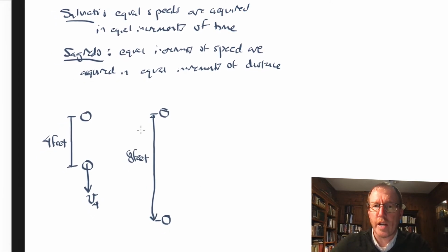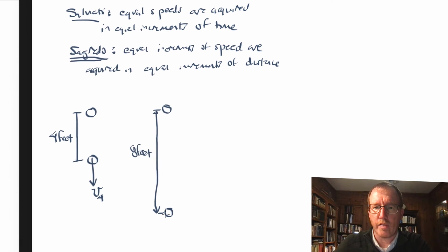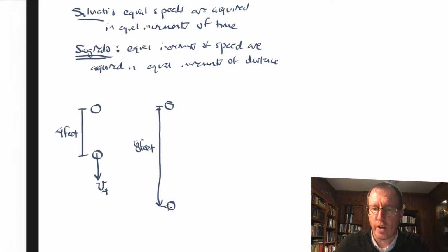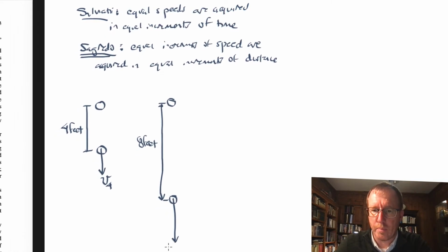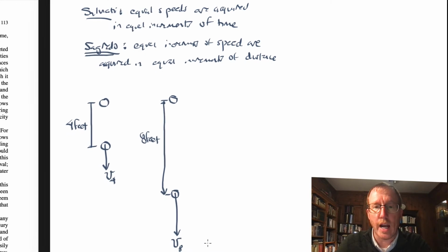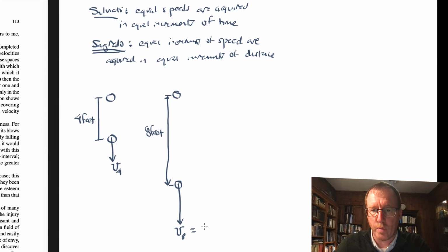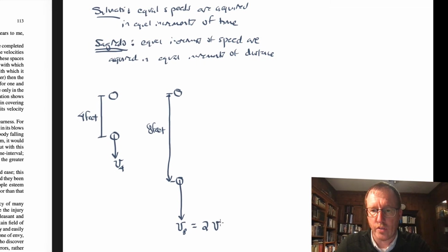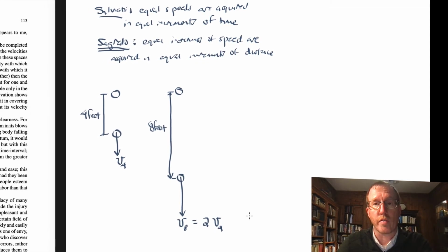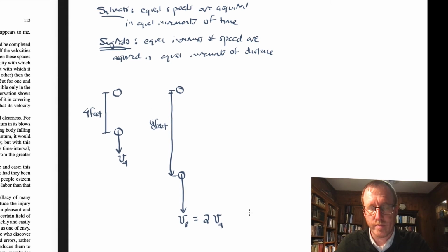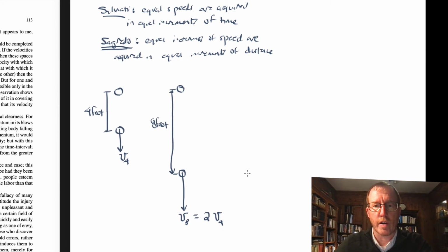Now, if Sagredo's theory is correct, then in falling twice as far, it will have acquired twice as much speed. So that would be the velocity that it has acquired after it has fallen 8 feet. And he's claiming, if Sagredo is right, that that would be 2 times the velocity that the object acquired when it fell only 4 feet. So let's take Sagredo's theory seriously.